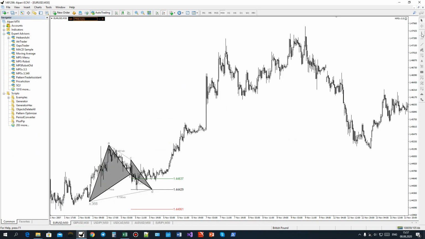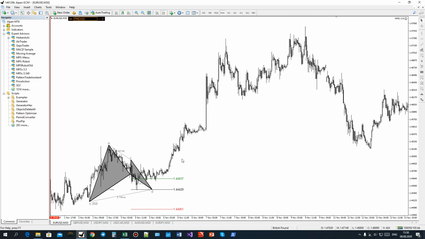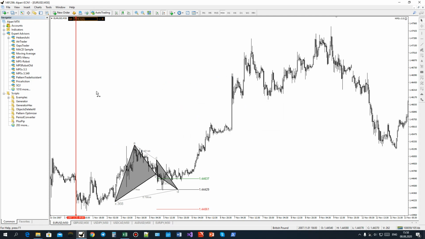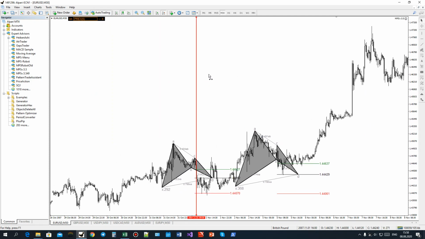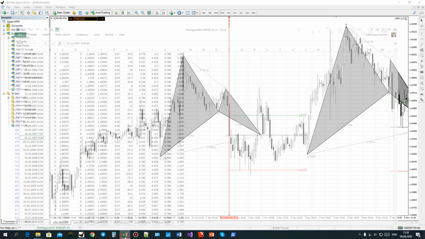So let us also place a vertical line, and in that line place that time. So the vertical line is the time of pattern completion. You can see that the pattern completes on this candle. Here's the vertical line, and then it goes to the stop loss, and the stop loss is 1.44070, so we can check that.